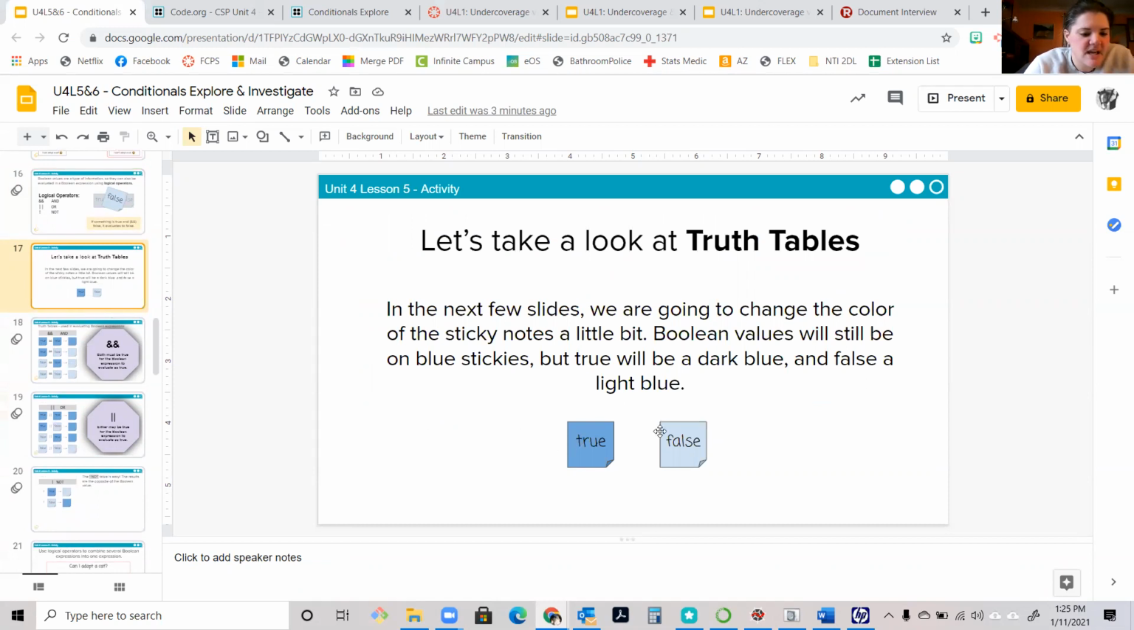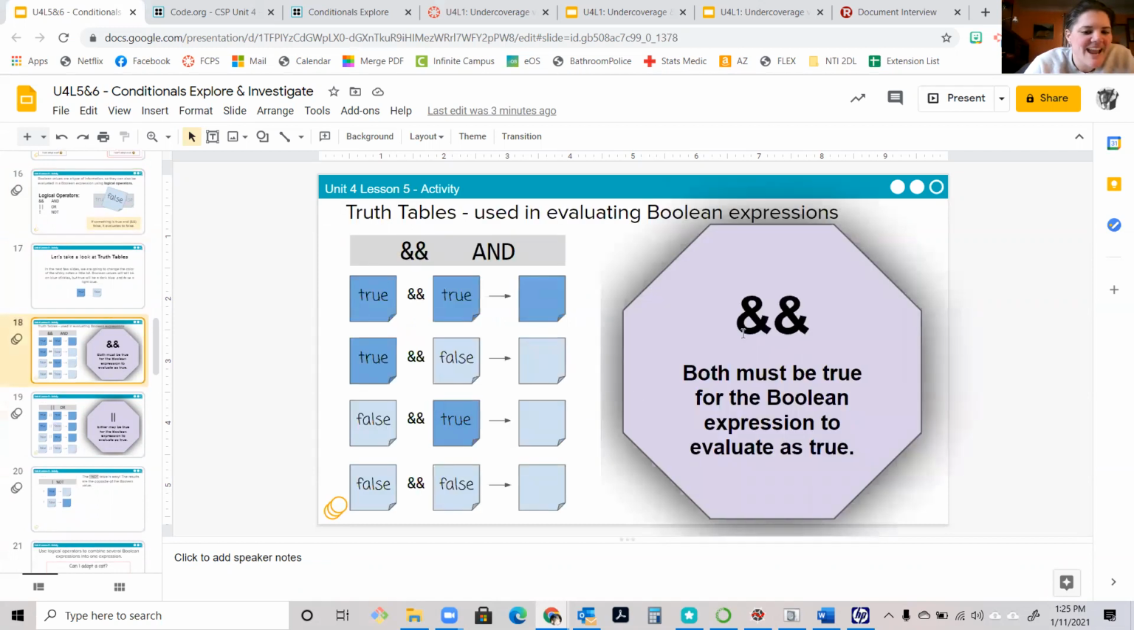So true is darker blue, false is lighter blue. When we have and between our expressions, that means both Boolean expressions have to be true. So true and true, what will you get? True and false, what will you get? Take a second to go ahead and fill this slide out. Go ahead and pause the video here.